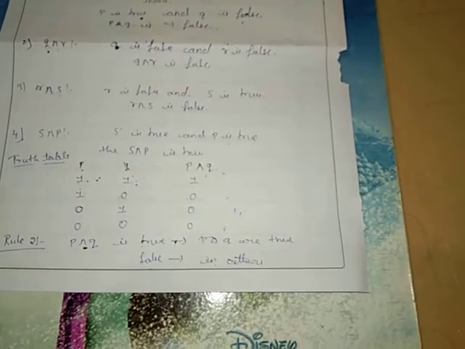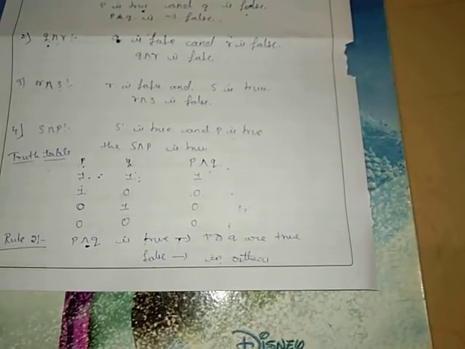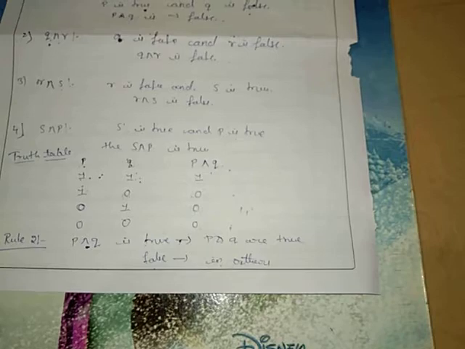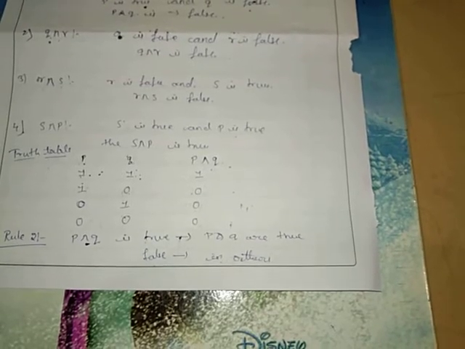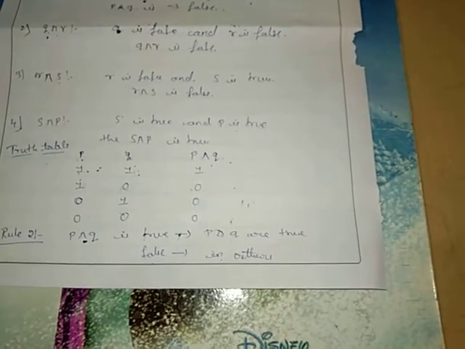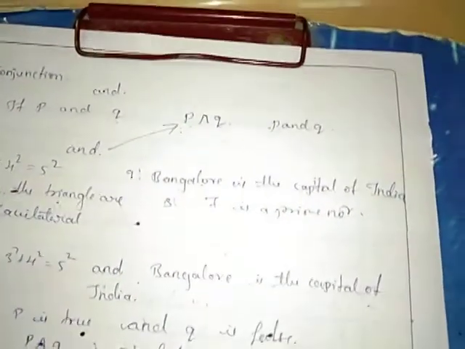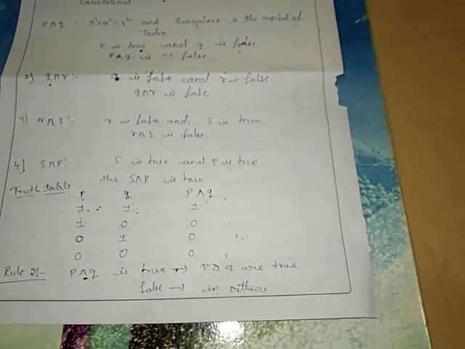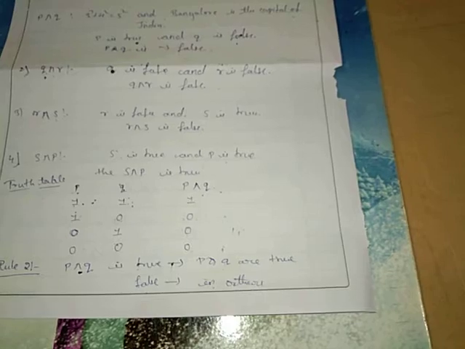So next one is conjunction. A compound proposition is obtained by using the connective "and". Here the two propositions are joined by the word "and", and it is indicated by the symbol P ∧ Q. And the truth table of the compound proposition is: if both P and Q are true, then only P and Q is true, and it will be false in all other cases.